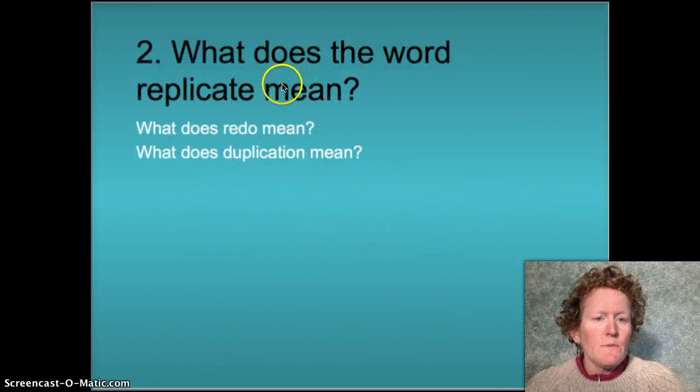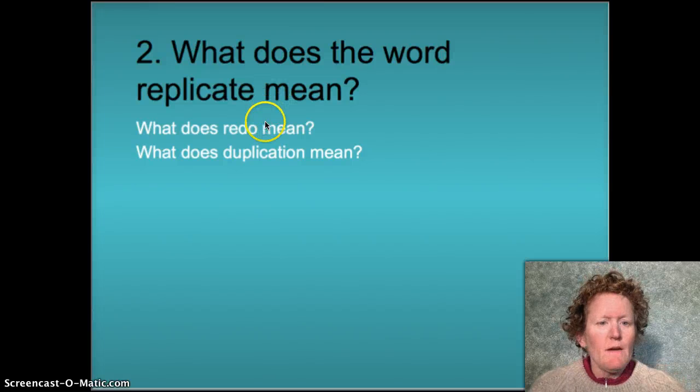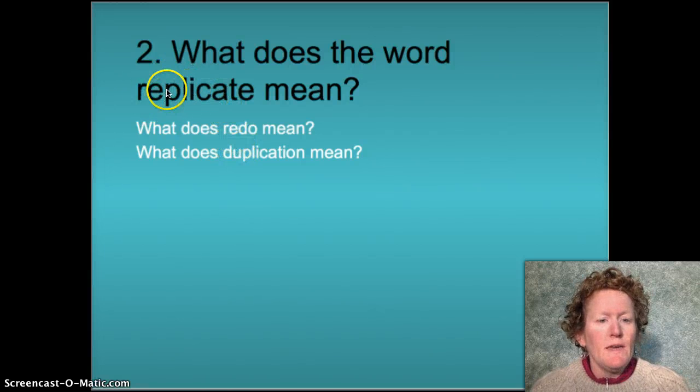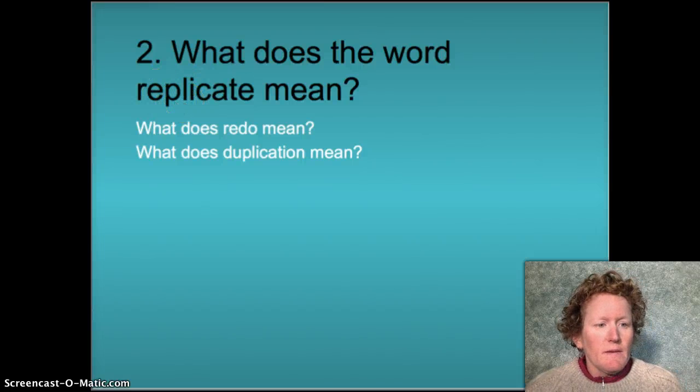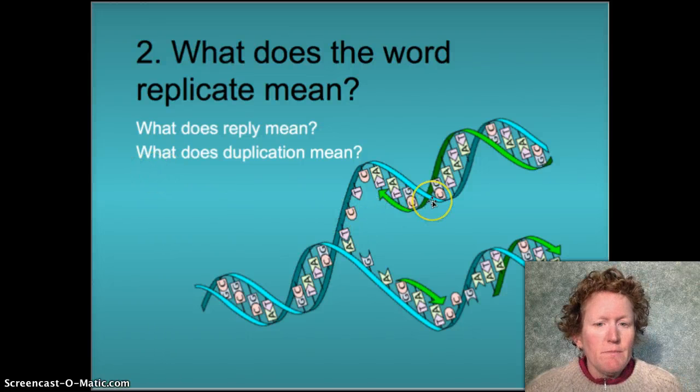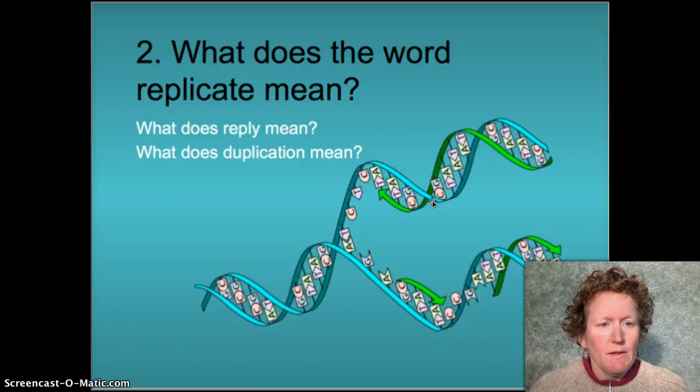Number 2 says, what does the word replicate mean? We can think of this word replicate in terms of its parts. The prefix re means to do again, or to do something over. If you're going to redo something, you do it over. And duplo, in the Greek or Latin root, means two. So to make two again is what replicate means. So when we're talking about DNA replication, it means make 2 copies of the DNA molecule.